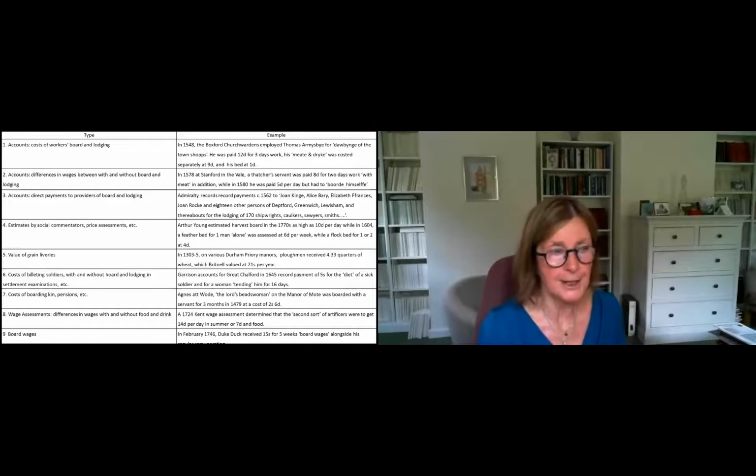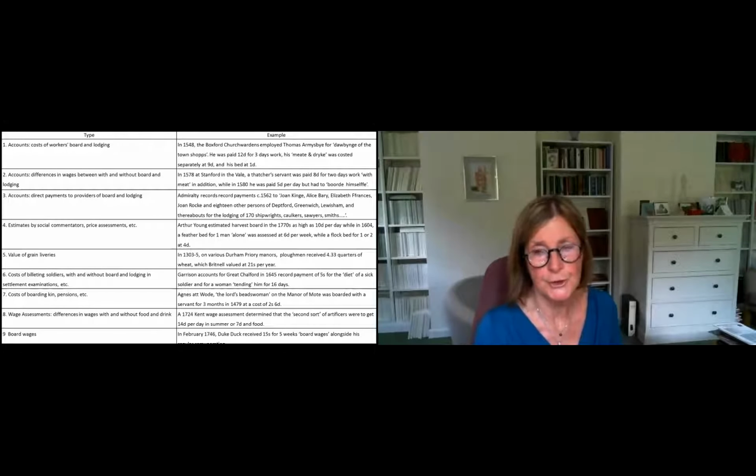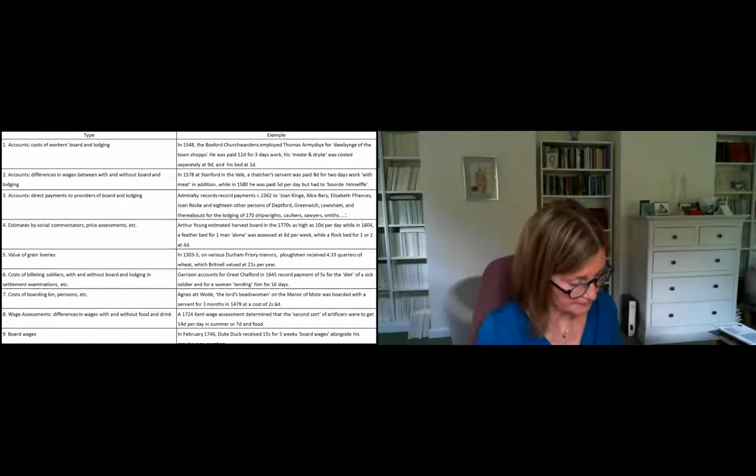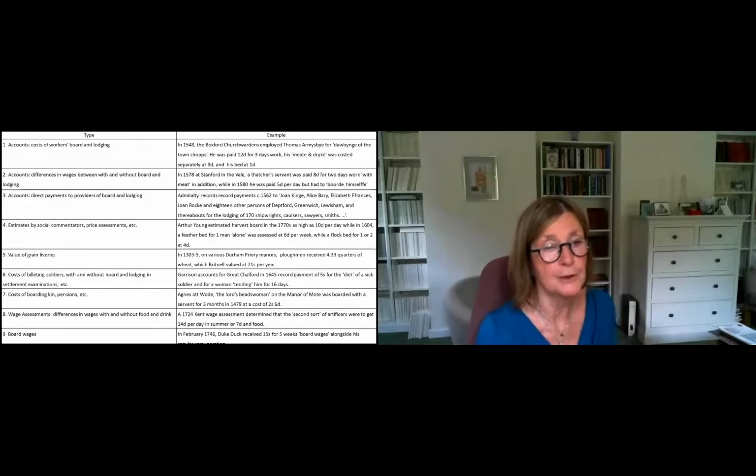My third type of account is when board and lodgings are directly costed in payments to third parties. Here I've listed as my example some observations derived from Admiralty records, where the Admiralty is paying women to board and lodge various workers on the Navy's fleets. But you can also find these kinds of payments in ordinary account books as well. In some ways, these are the most reliable of all sources, because these are direct payments, usually to women, for actually boarding and lodging workers.